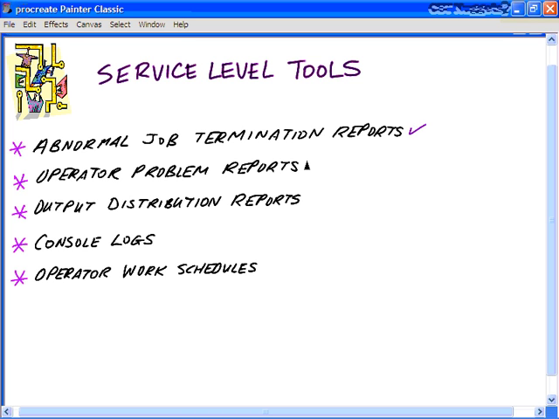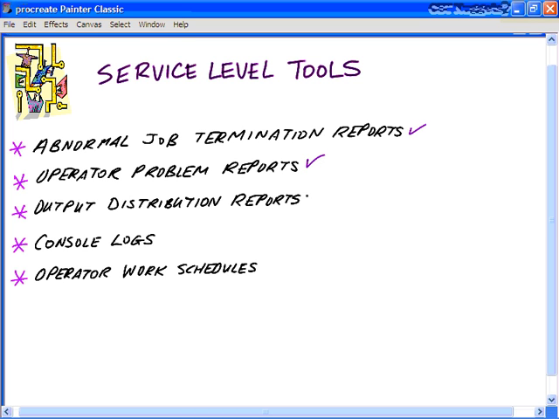Another service level tool is the Operator Problem Report that's used by operators to log computer operation problems, challenges, and issues, and how they were resolved. These operator responses should be reviewed by the information systems managers or supervisors to decide whether these actions were appropriate or whether we need to do additional training to the operators.